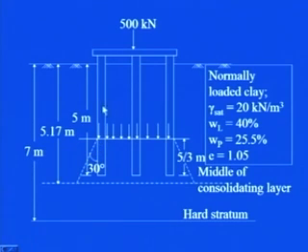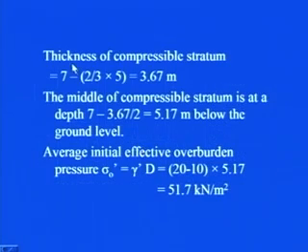So you see here, as we were discussing, that it has to be the equivalent raft. You see here this is the pile cap. So I am placing this equivalent raft at a depth of 2/3 of the pile length. Let us see how. The thickness of the compressible stratum will be 7 minus 2/3 of 5, because at 2/3 of the 5 we are placing that equivalent raft. So that becomes 3.67.